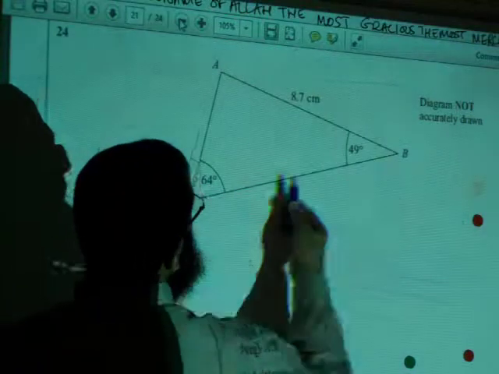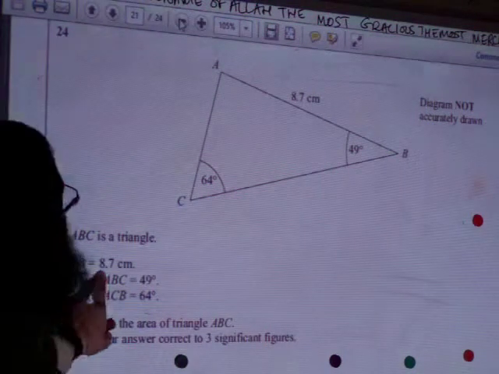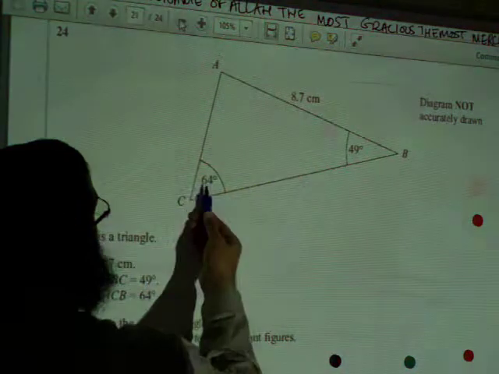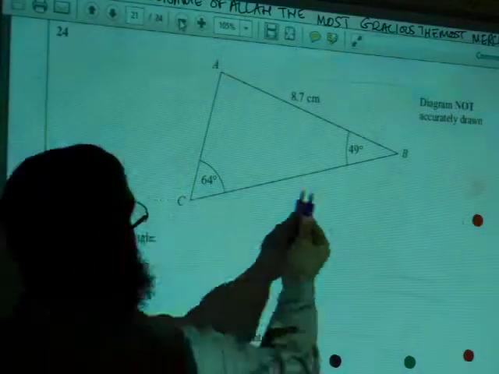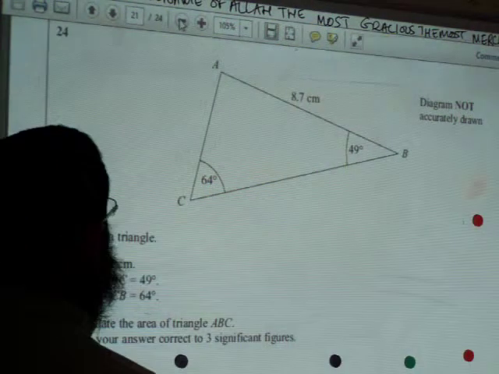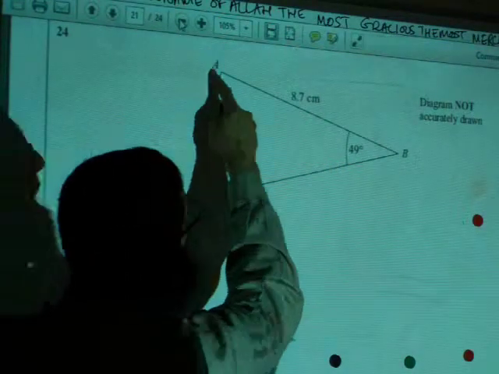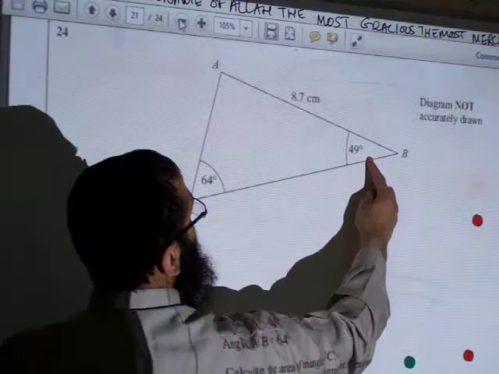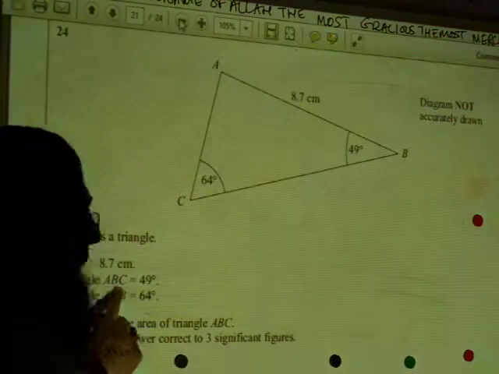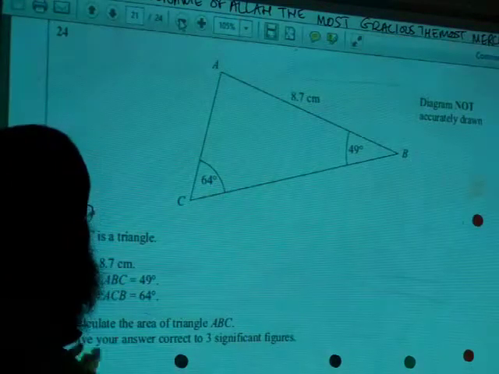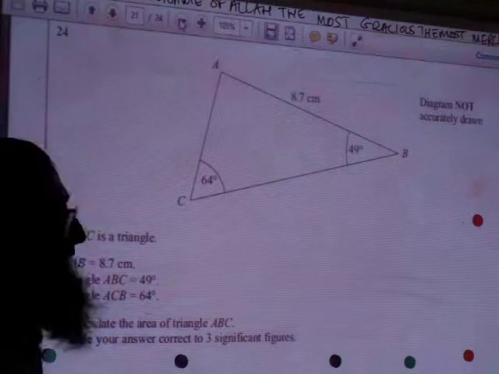A, B, and C. A to B is 8.7 centimeters. That's 64 degrees, which is angle C, and angle B is 49 degrees. Okay, in the format of the question, it says angle ABC, which means A to B to C, the angle in between. That's what it's talking about. That's the angle language. Okay, calculate the area of the triangle ABC.